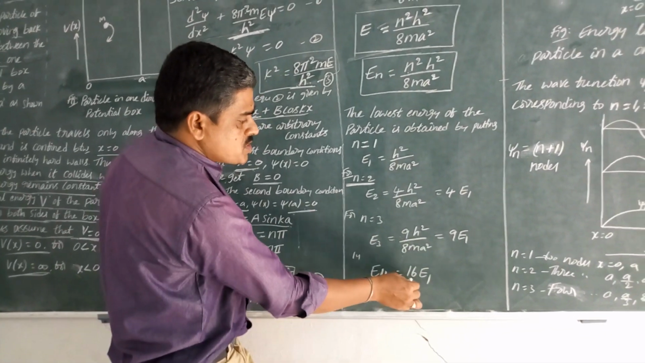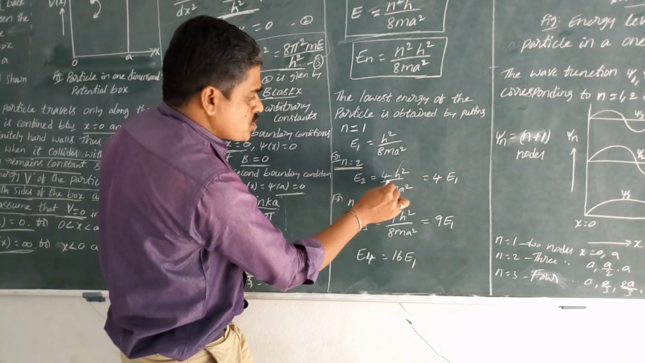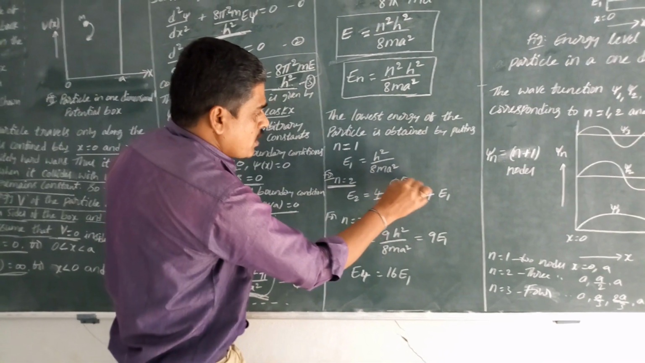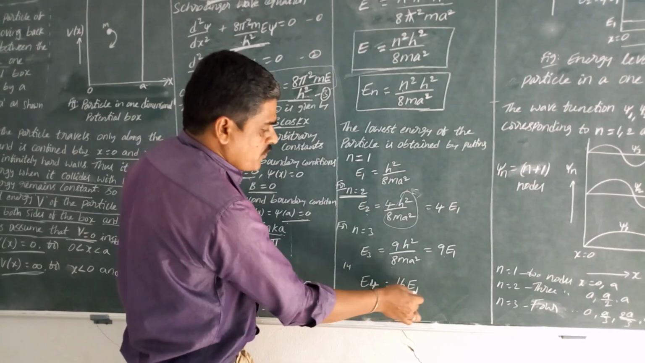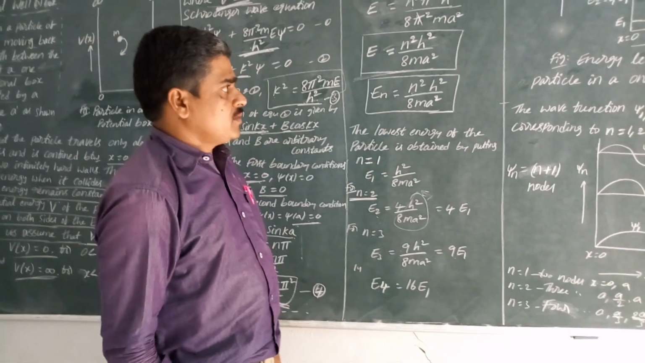Similarly, E4 is equal to 16 into E1. Here we can substitute: E2 is equal to 4E1, E3 is equal to 9E1, and similarly E4 is equal to 16E1.